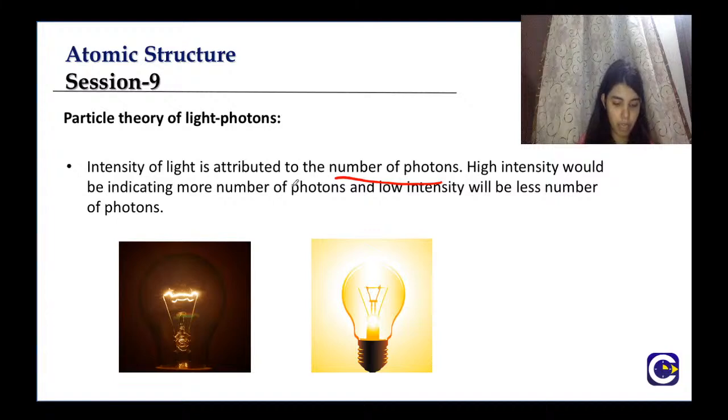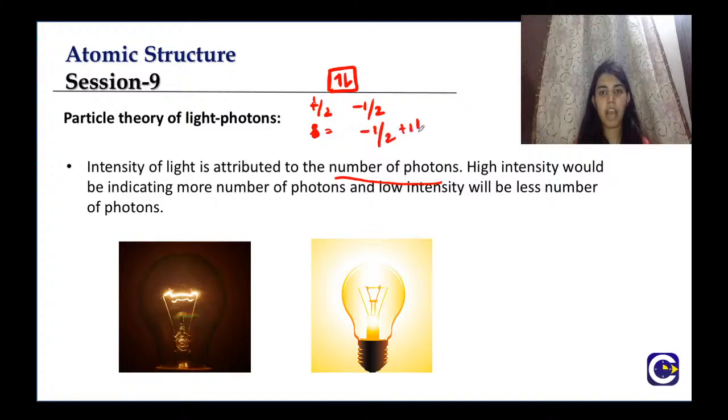Okay, so Aryan is asking, what if a subshell has electrons with both clockwise and anti-clockwise spin? So the total spin gets 0. Here, this is the clockwise spin and this is the anti-clockwise spin. So here it is plus half and here it is minus half. So the total spin would be minus half plus half, so the spin would come out to be 0 itself.